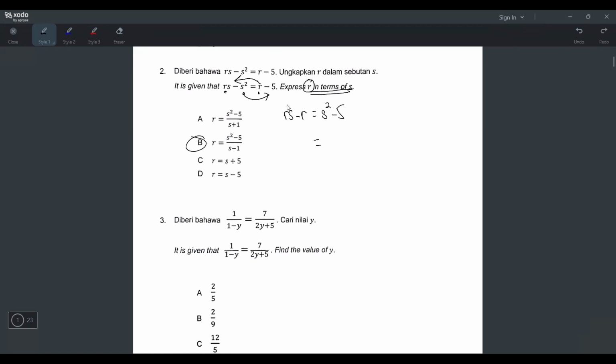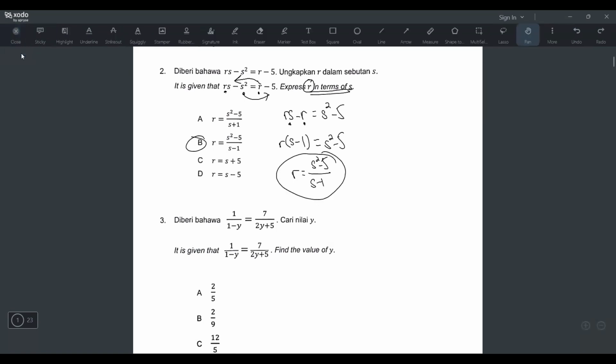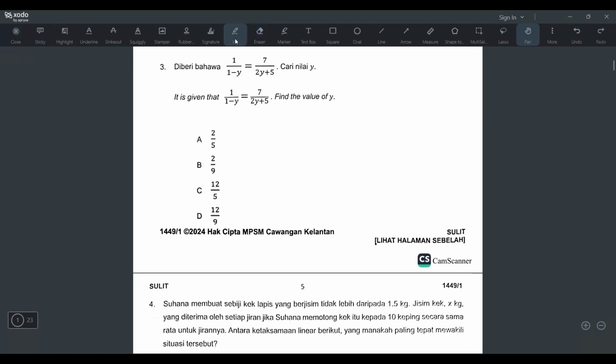And since I want to make my r single, what I will do now is factorize. Because there are two terms here and they both have r, you can factorize. When you factorize, you divide. rs divided by r leaves s. Negative r divided by r leaves 1. And then here is s squared minus 5. Now you can find your r easily. Just bring this whole thing to the other side. And don't forget, this is a times relation. Hubungan dia darab, so darab hantar jadi bahagi. So this is your answer. That is why the answer is B. Okay, let's move on.